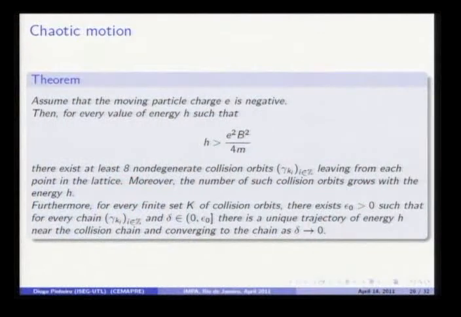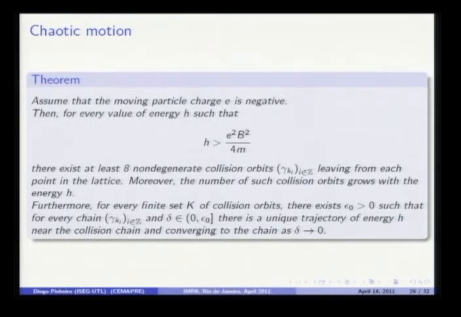Then you have at least 8 non-degenerate collision orbits leaving from one point to another point in the lattice. And the number of such collision orbits grows with the energy, as you would expect. Therefore, using the previous theorem, for every finite set k of collision orbits, there exists some constant such that for every chain gamma ki that you build up from such collision orbits and every small enough parameter delta, you have a unique trajectory of energy h near the collision chain and converging to the chain as delta goes to 0.